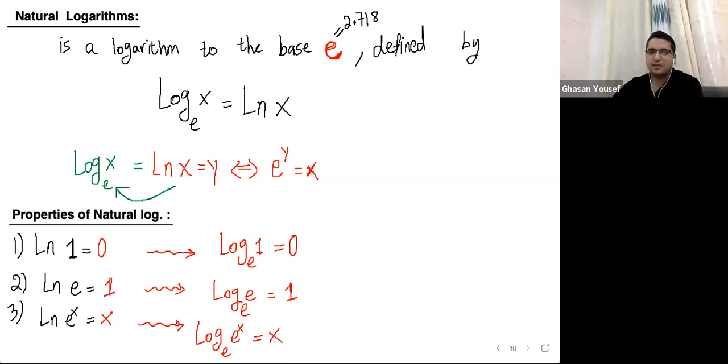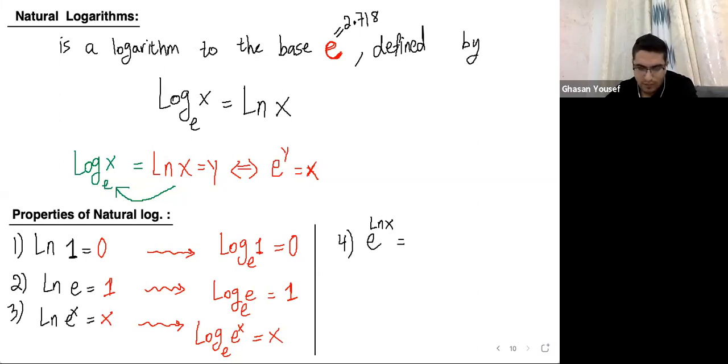The last property, number 4: e to the ln x. What's the value? Like before, it is x.